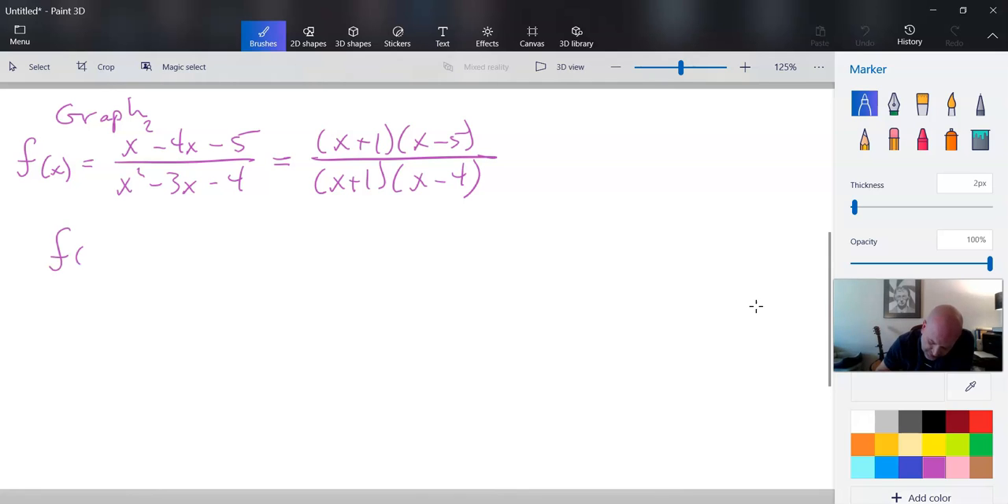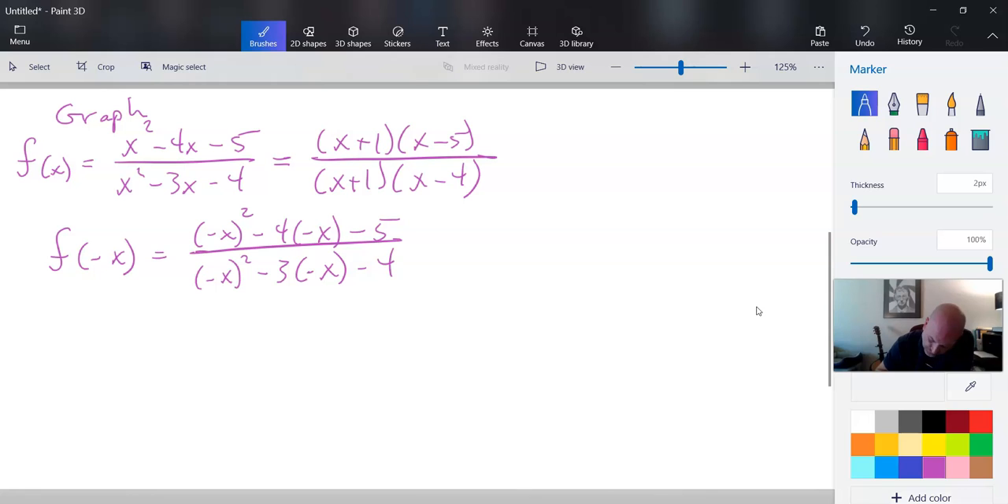So f of x, we actually want to make f of negative x and see what we get. So that means we're going to take negative x, square it, minus 4 times negative x, minus 5, over minus 3 times negative x, and then it'll be minus 4.